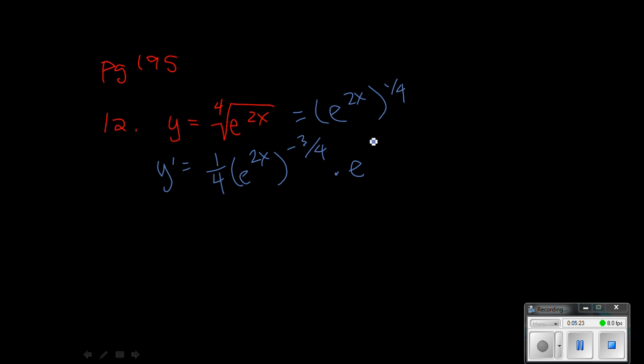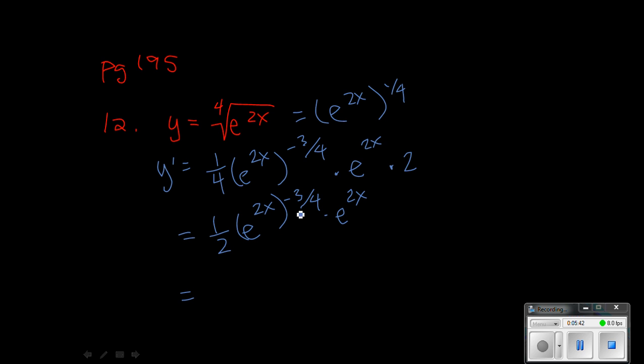Okay, and then the derivative of e to the 2x is e to the 2x, and then the derivative of 2x is 2. So if we simplified that a little bit, we'd have 1/2 e to the 2x to the negative 3/4 times e to the 2x. So the 2 and the 1/4 got combined.